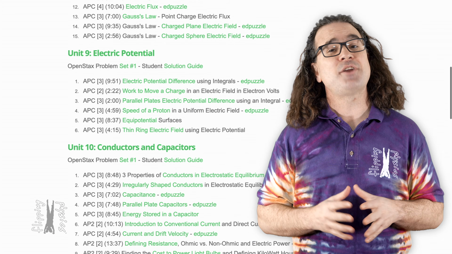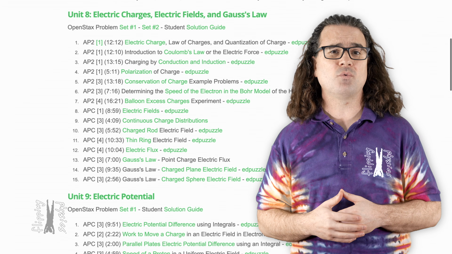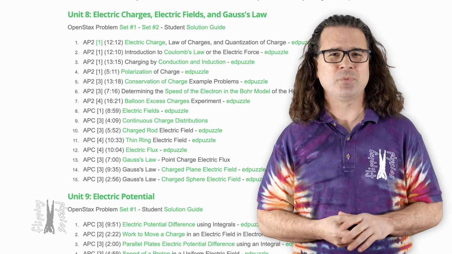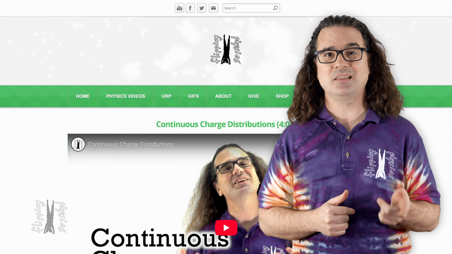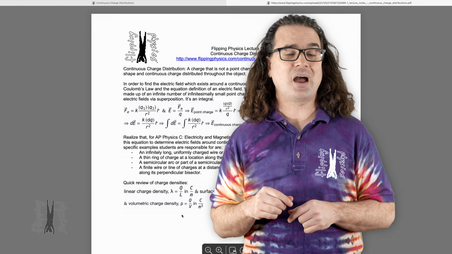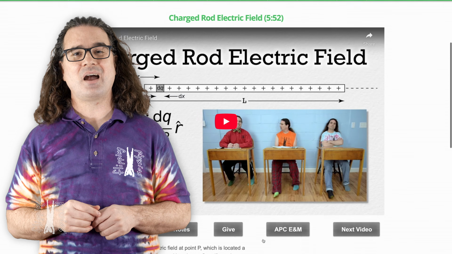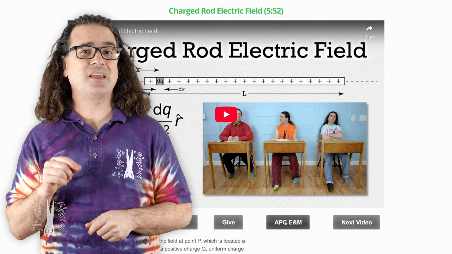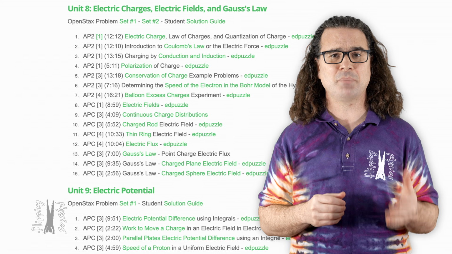On this page, you will find all of my AP Physics C Electricity and Magnetism videos in the order I suggest you watch them and organized by topic. When you click on the link for one of the videos, you can click on the link to get lecture notes for every single video. And you will see you can click on the next video link to get to the next video. And you can click on the APC E&M link to get back to those general topics on my AP Physics C Electricity and Magnetism page.